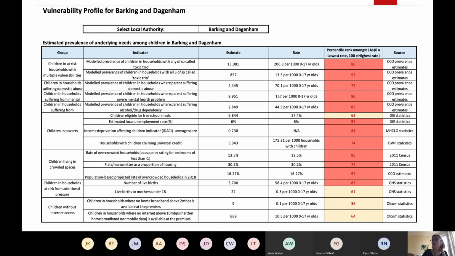So a couple of screenshots to show you. This is from that first group of data, the one about the household circumstances of children and young people. And as you can see, there's a lot of data around what they call the toxic trio of domestic abuse, mental health problems, and drug and alcohol dependency. They've also got maps, which I will show you on the next page, that present this data. Then there's a lot of indicators on poverty, overcrowded housing, other household pressures like a new birth, and also a lack of access to the internet, which of course has been so important for delivering education and a lot of support during the pandemic.